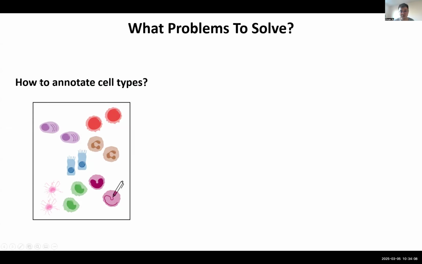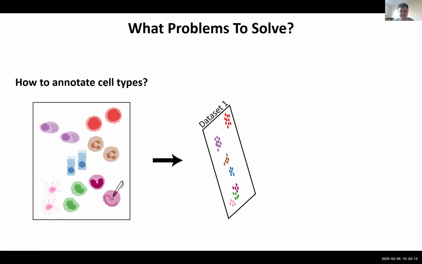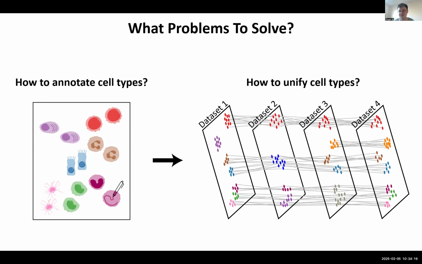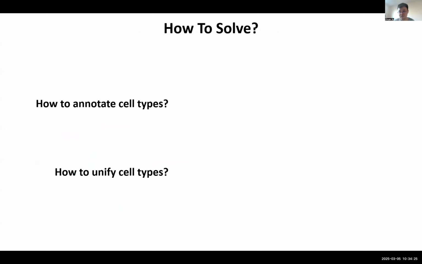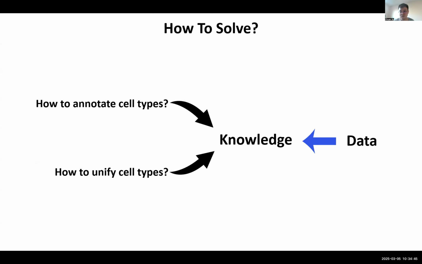The first one is how to annotate cell types on the basis of single cell data. And then after cell types are annotated in a single dataset, how can we unify different cell types across different datasets? To answer these two questions, a natural answer would be we need knowledge to annotate cell types and knowledge to unify cell types. However, usually we do not have enough knowledge. And even if we do, this process is very time consuming. Therefore, we need data to complement our knowledge.